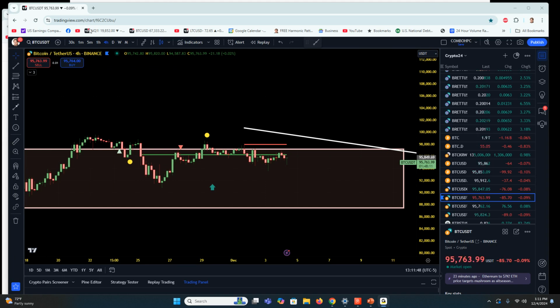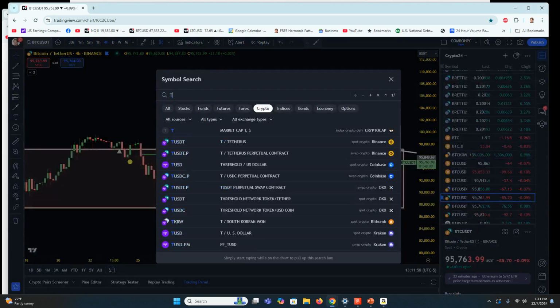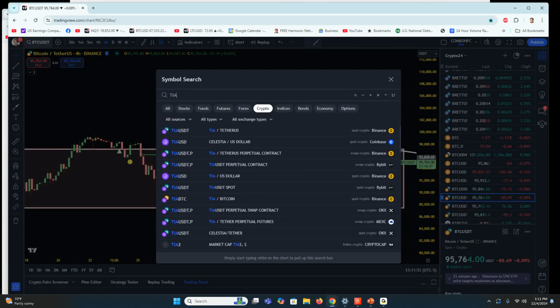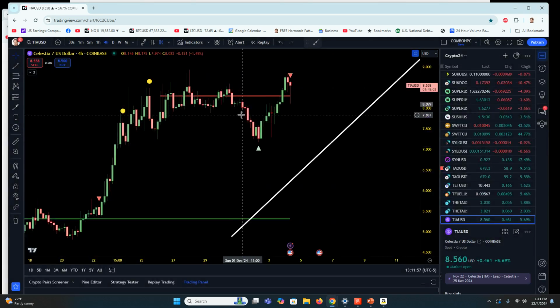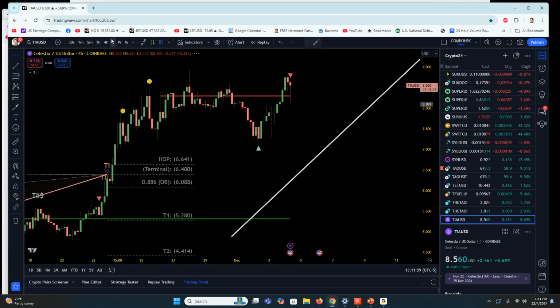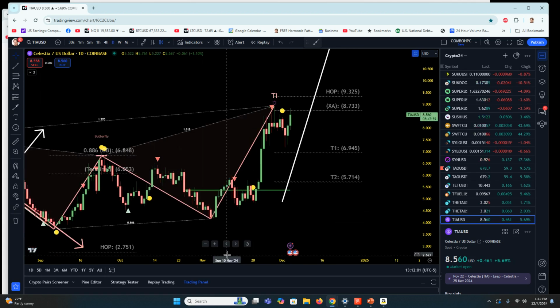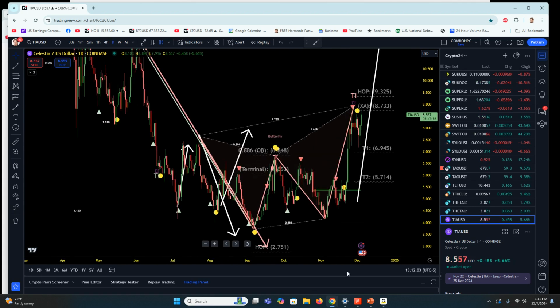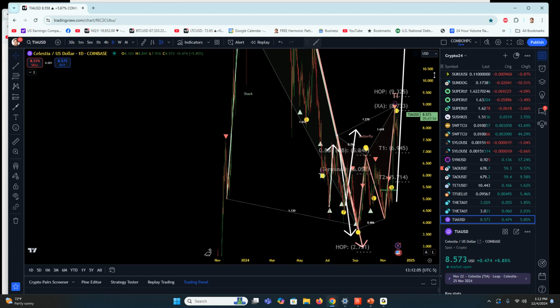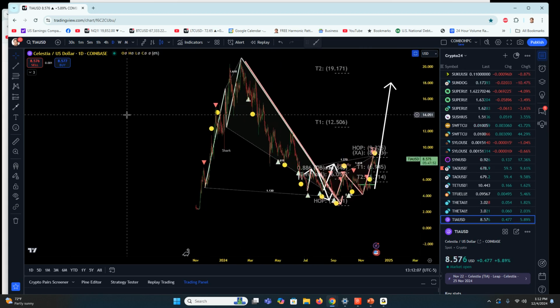Couple more. Justin wants to look at Celestia. Yes. Celestia hasn't even started to move yet. And that was a 4-hour. No, that was a daily, back to back. Celestia had patterns. Look, this actually is a great one, my friend.